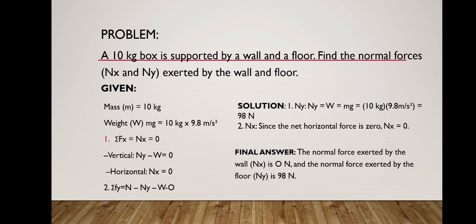So which surface gives the greater normal force, the wall or the floor? It is the floor because it supports the full weight of the box. So the normal force from the floor is 98 newtons and the force from the wall is 0 newtons. That's how we can tell the box is in static equilibrium.